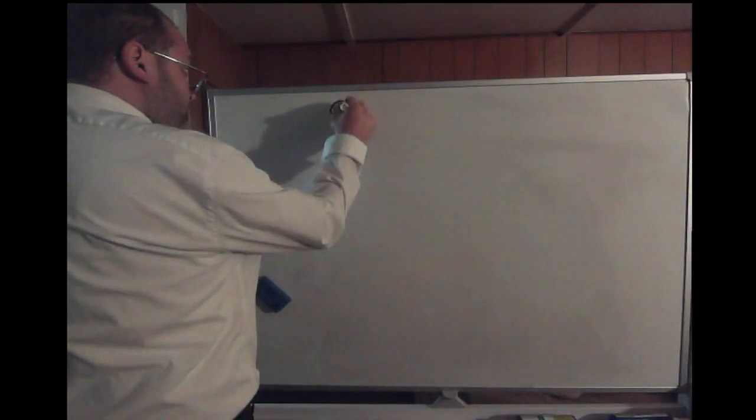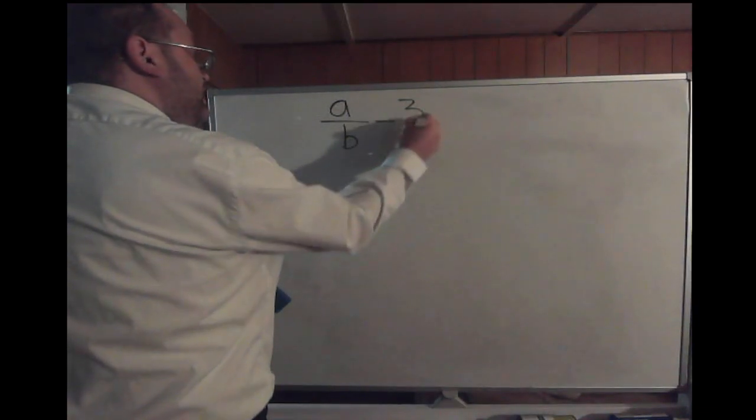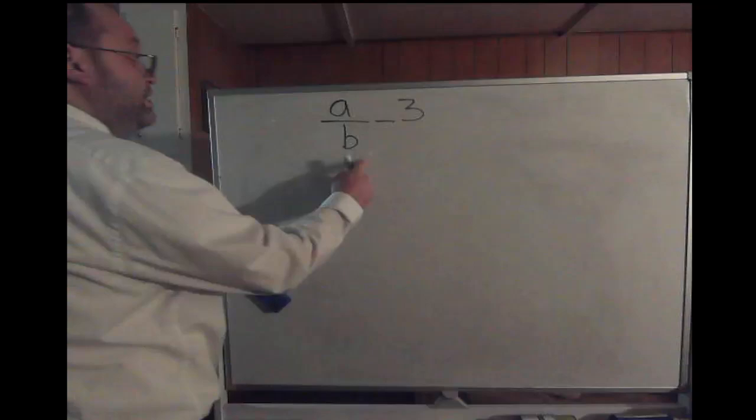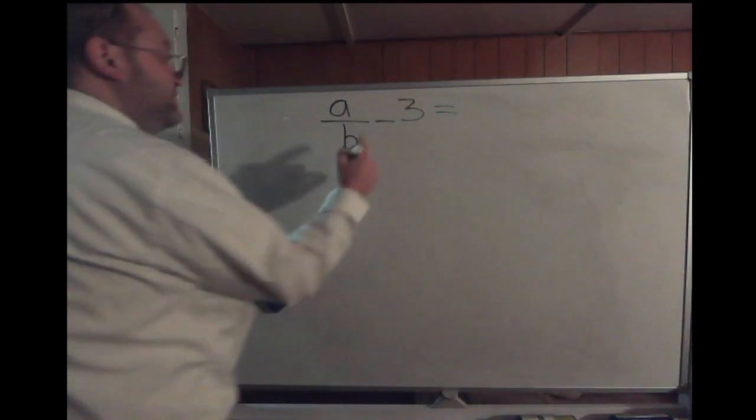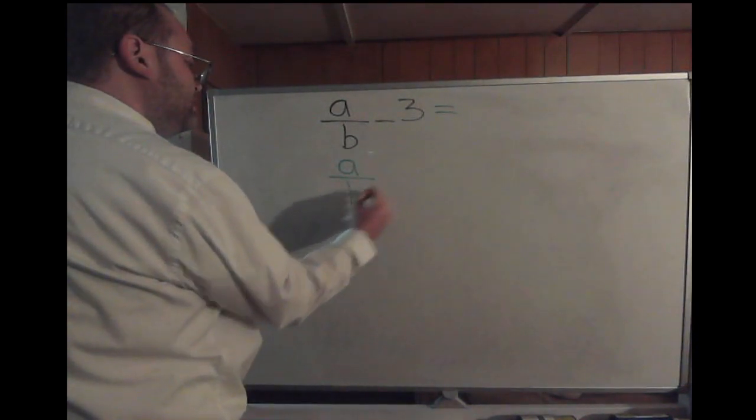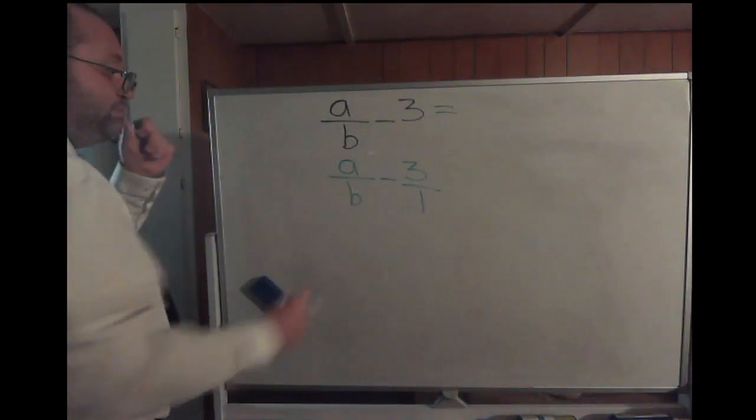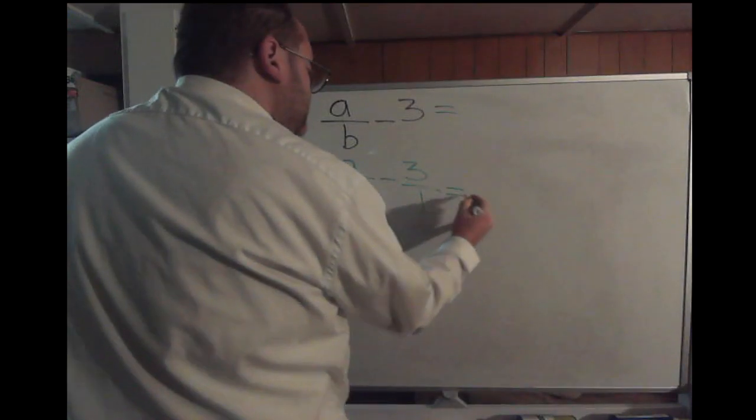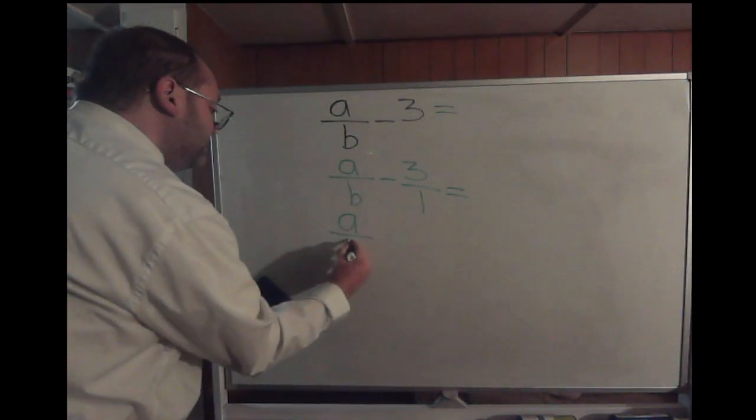Alright, we have a over b minus 3. Alright, so we have a over b minus 3. Well, that 3 can still have the denominator of 1. So this could be a over b minus 3 over 1. Now between b and 1, the least common denominator is definitely going to be b. So a over b already has that least common denominator. We can leave that alone.